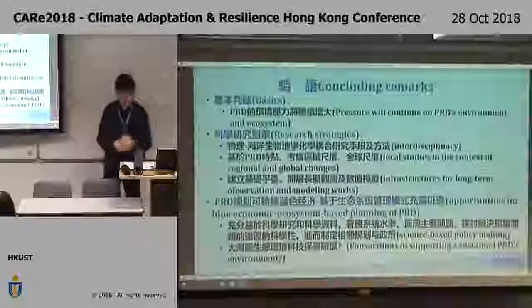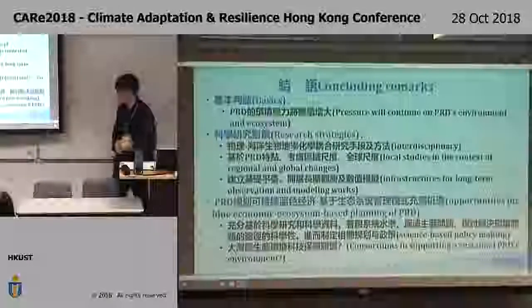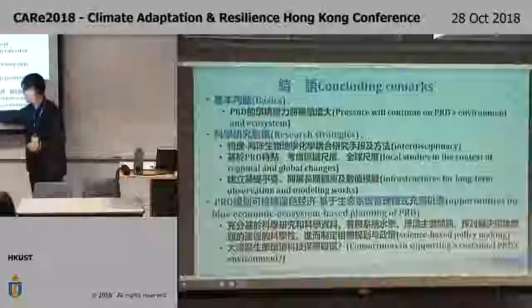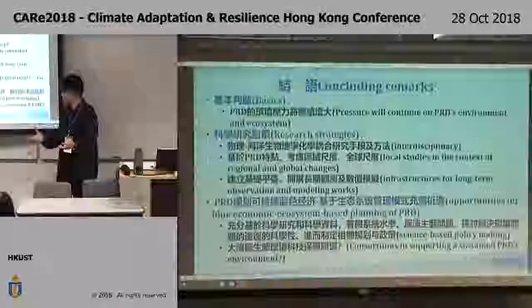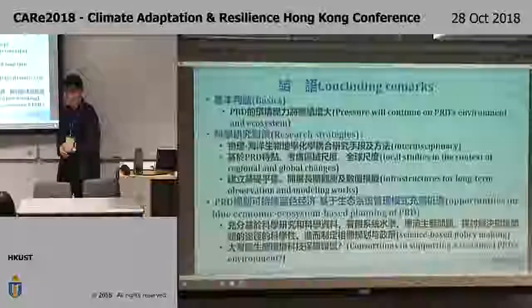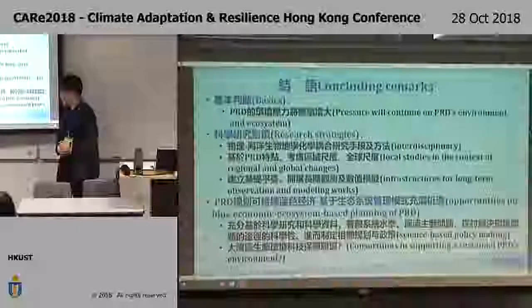But this has to be science-based. And one of the last questions I'm trying to throw out is: do we need a consortium to support and sustain the PRD, Pearl River Delta, environment? Thank you very much.